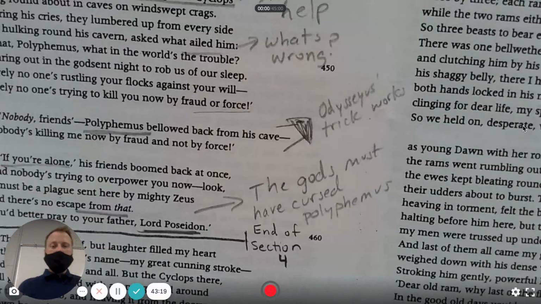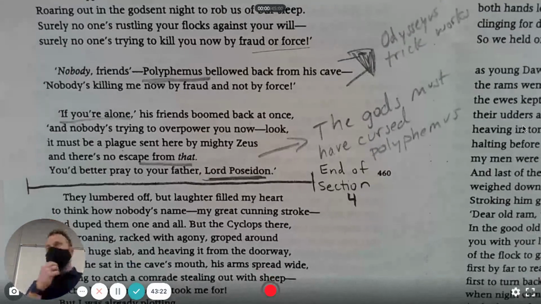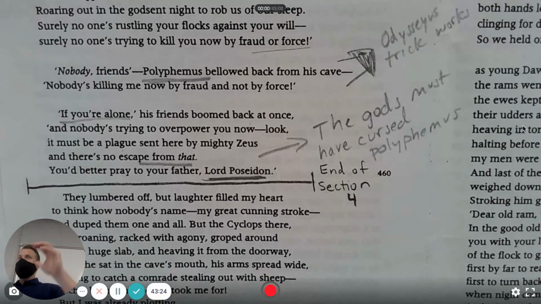So we're going to end with that section right there. Odysseus has successfully stabbed the Cyclops and got away with it. Now the question going into the last section is, how are they going to get out of the cave? How is this going to work in his benefit? So we can kind of put that away for now.